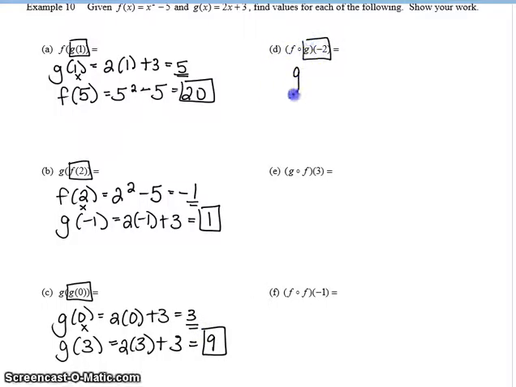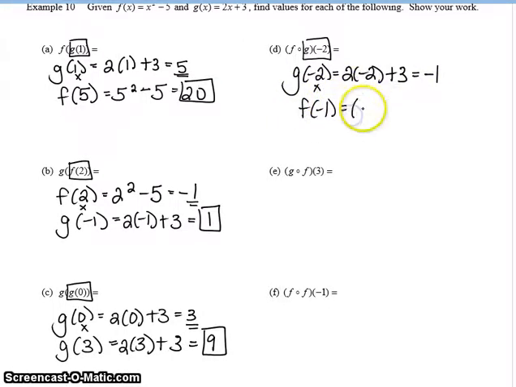f of g of negative 2: evaluate g of negative 2 first. That's my x value. So it's going to be 2 times negative 2 plus 3, which is negative 1. Now evaluate f of negative 1. Remember, negative numbers have to be in parentheses. So it's negative 1 squared minus 5, which is really positive 1 minus 5, which is negative 4.